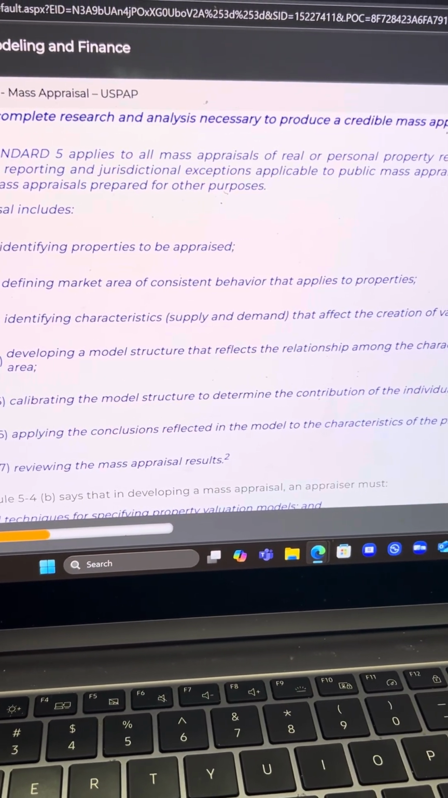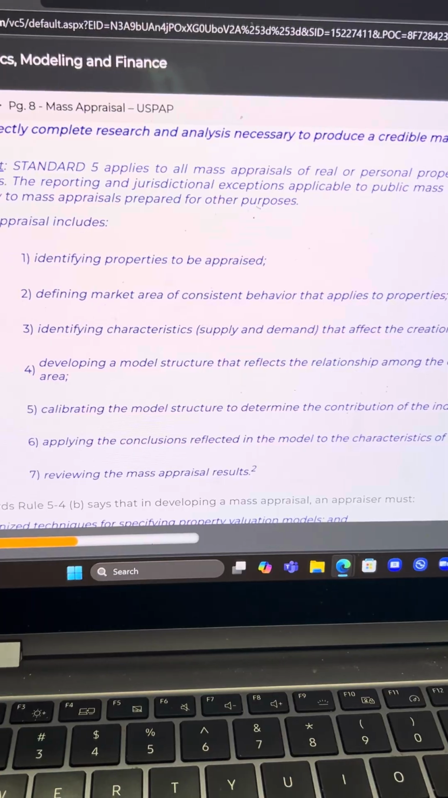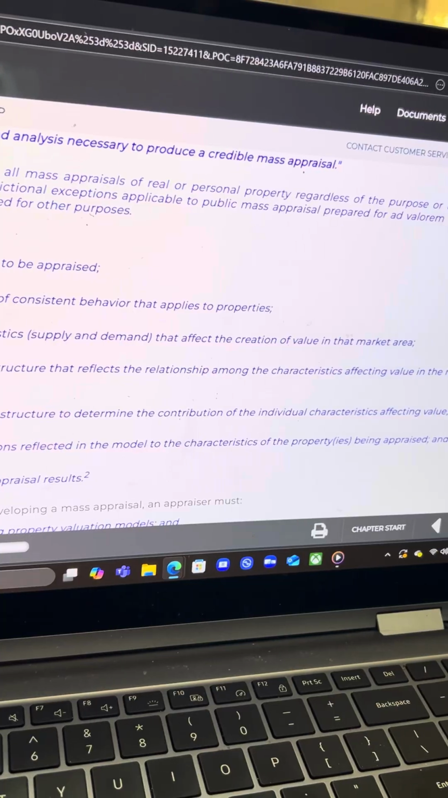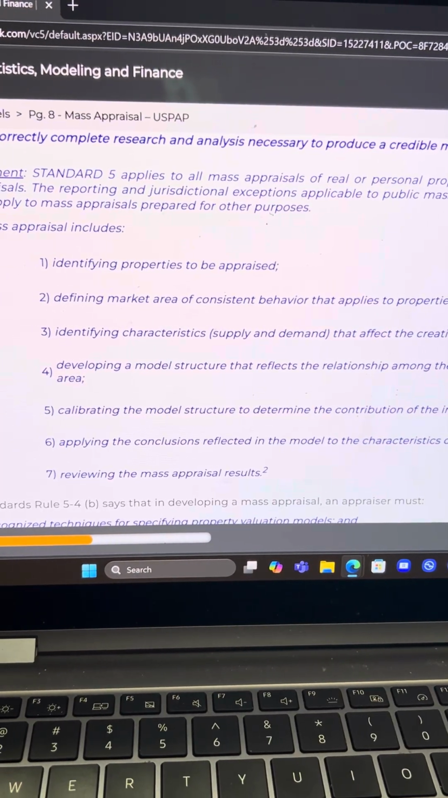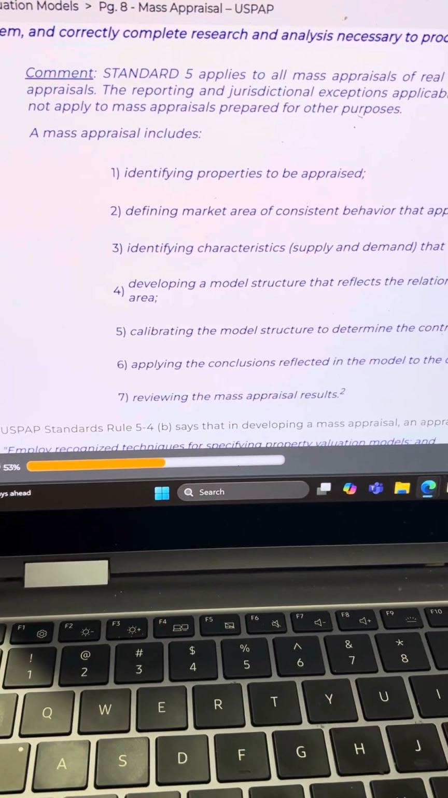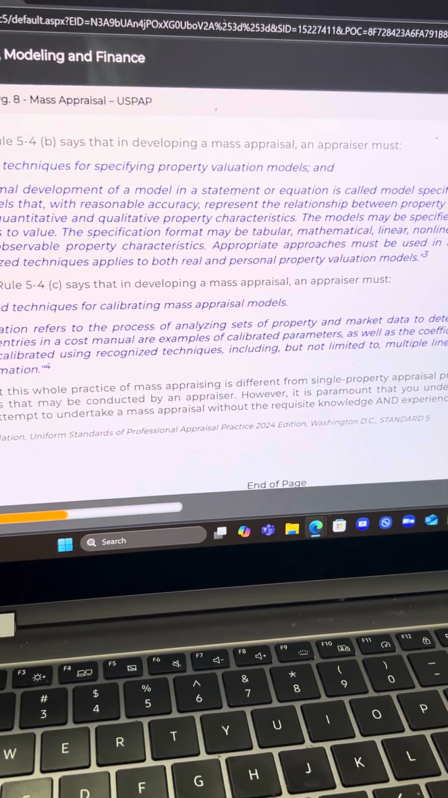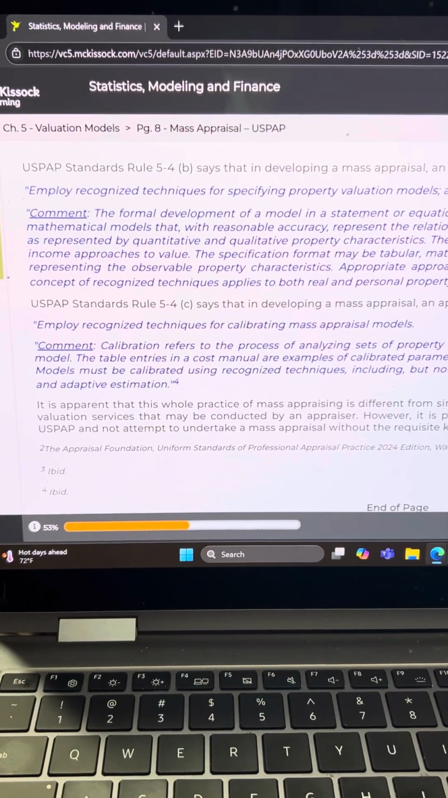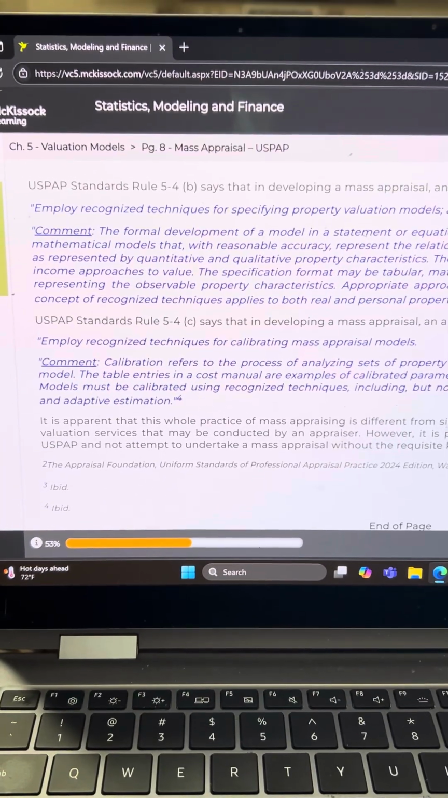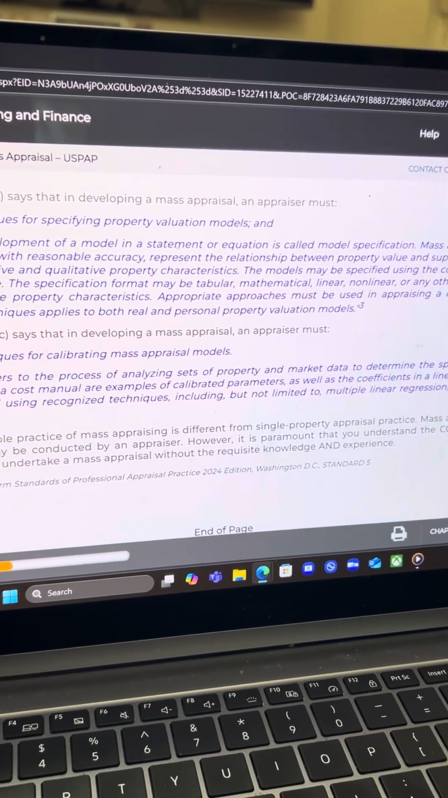Number 5, calibrating the model structure to determine the contribution of the individual characteristics affecting value. Number 6, applying the conclusions reflected in the model to the characteristics of the properties being appraised. And number 7, reviewing the mass appraisal results. USPAP Standards Rule 5-4B says that in developing a mass appraisal, appraiser must employ recognized techniques for specifying property valuation models, and comment: the formal development of a model in a statement or equation is called a model specification.